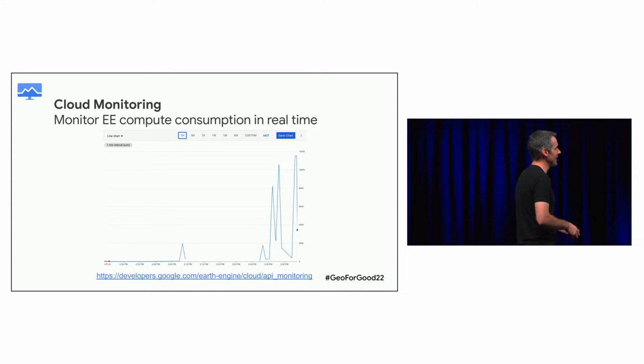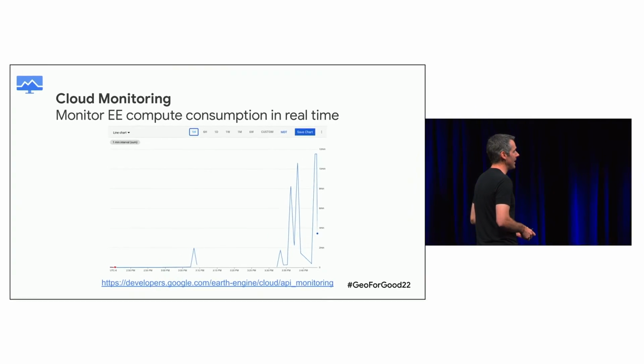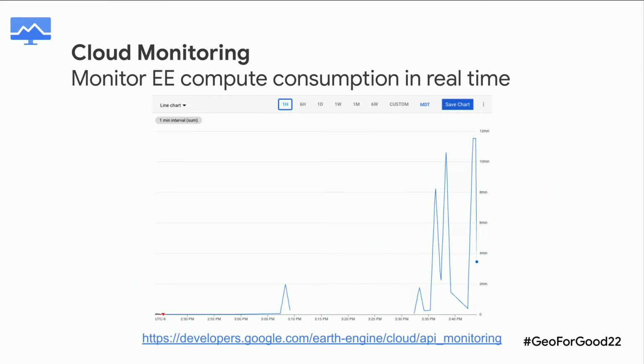What we're looking at here on the screen is a simple plot of my Earth Engine usage for the last hour. In particular, you can see it's measuring what we call EECUs, Earth Engine Compute Units. That is an abstraction of all the computational power that went into executing that particular script or Earth Engine operation.